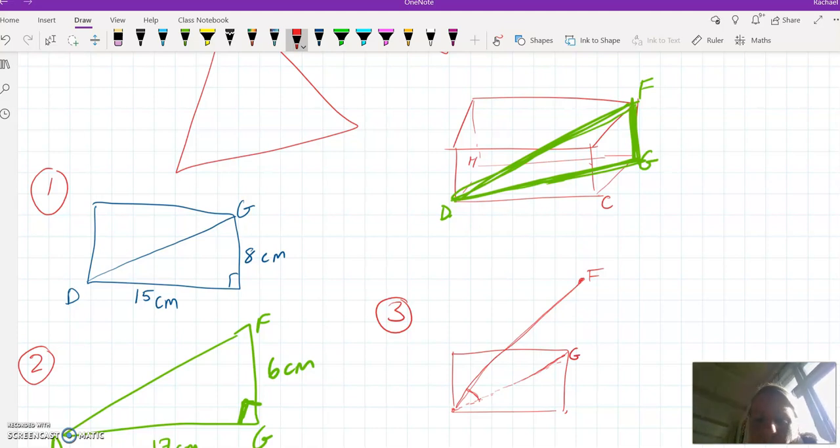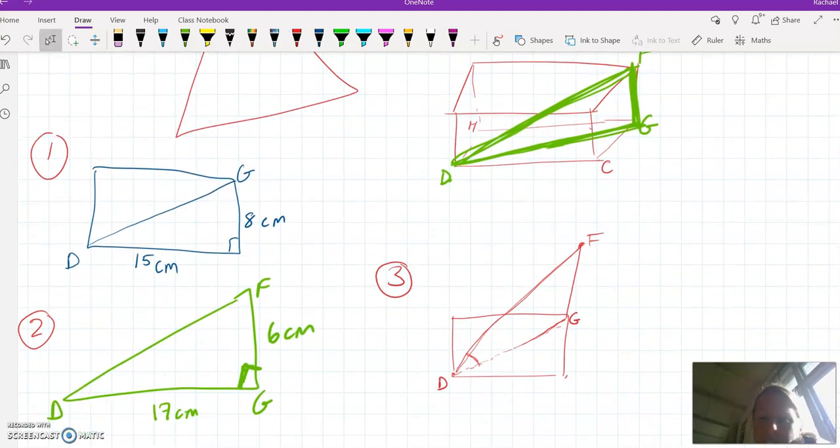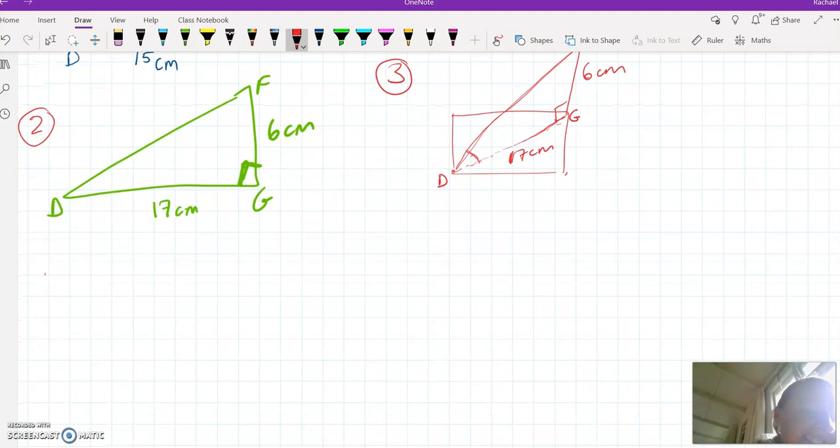So we are still talking about the original green triangle, aren't we? DGF. We know bits and pieces about DGF now. We know the 6 centimetres. We know the 17 centimetres. We want to know this angle. We know that this is a right angle in there. It's very three-dimensional, guys. It's weird, I know. And so we can use some trigonometry there. That's good stuff, this.